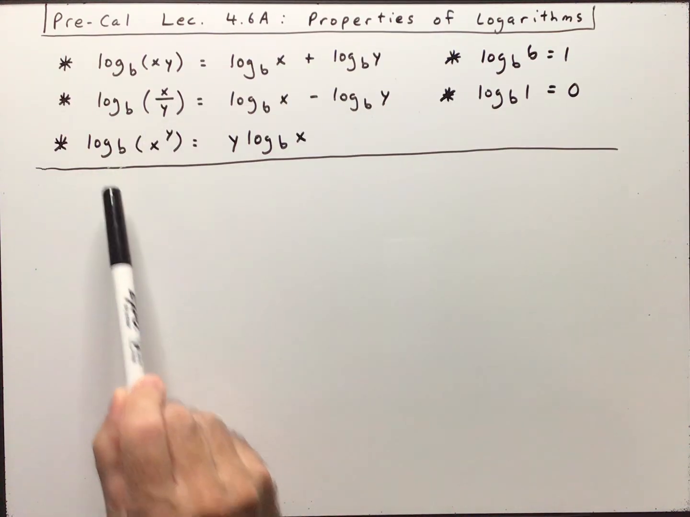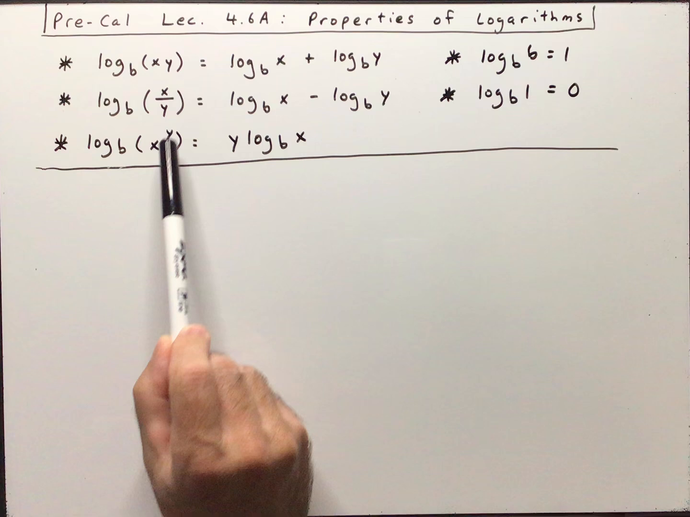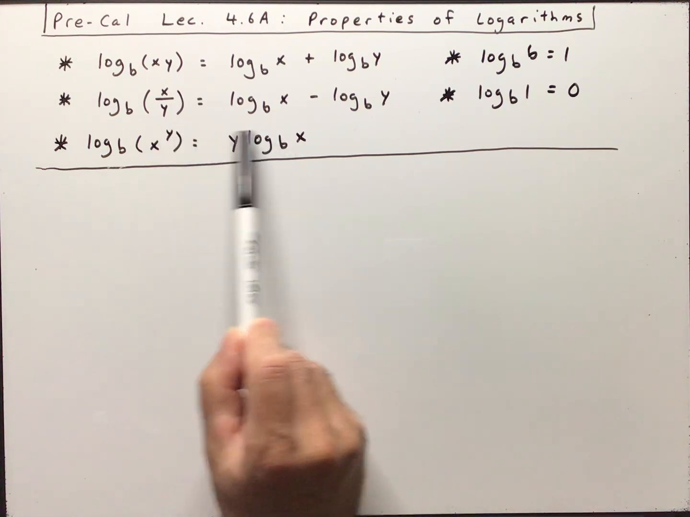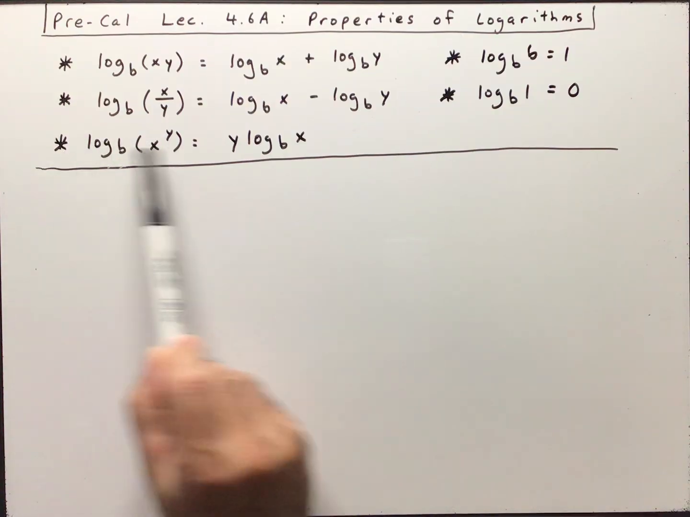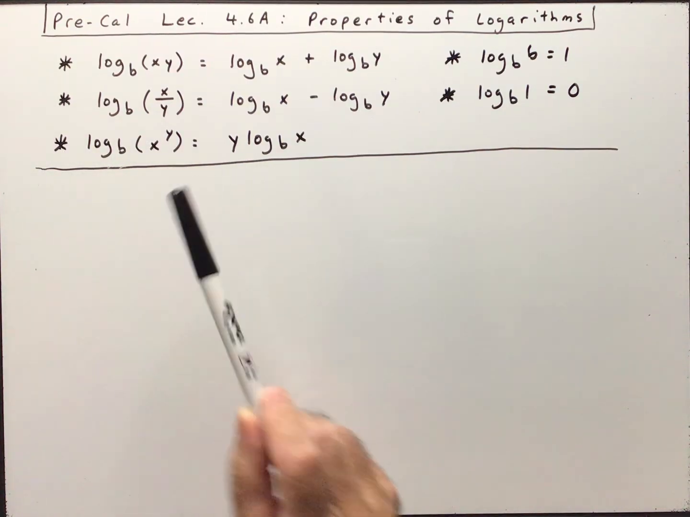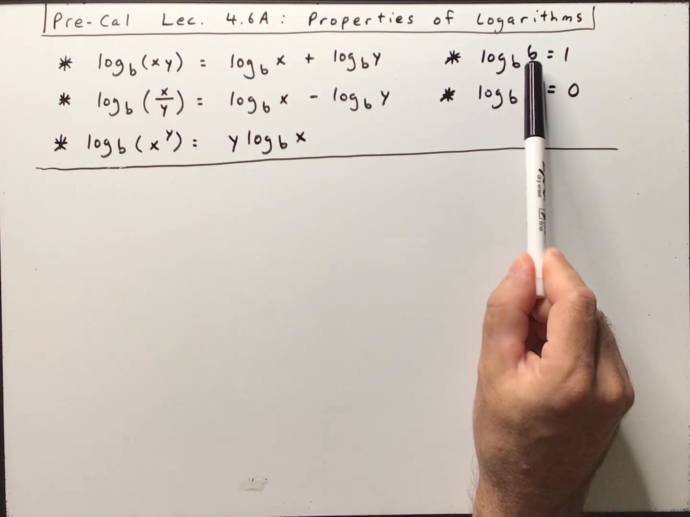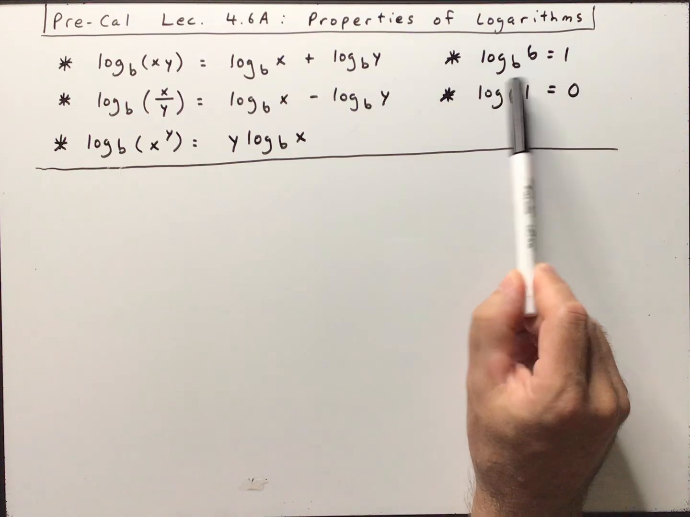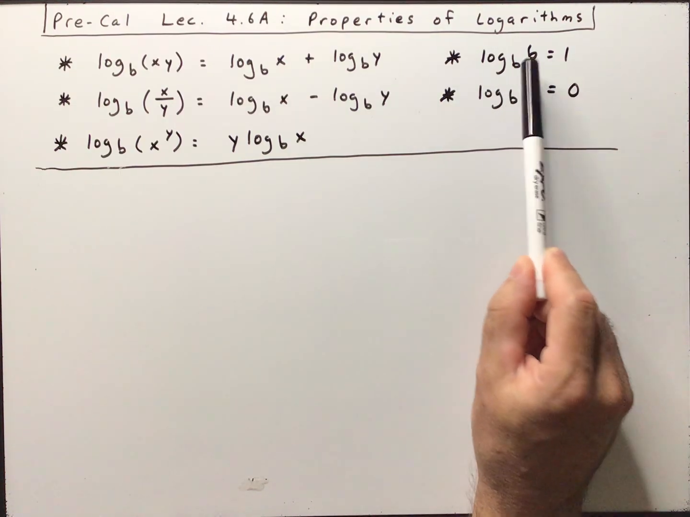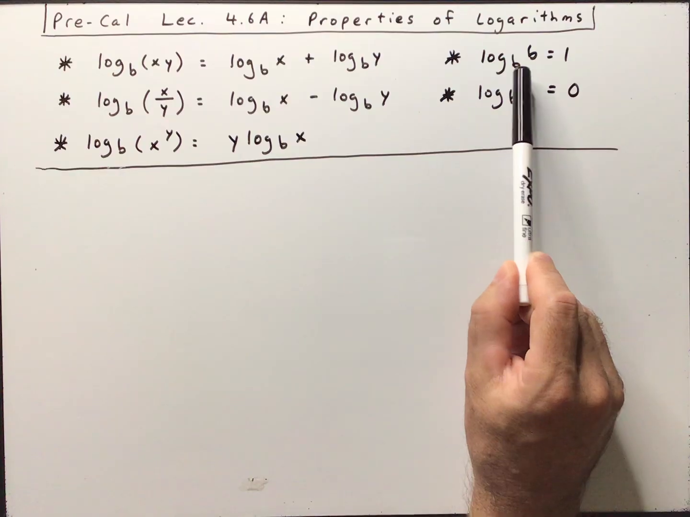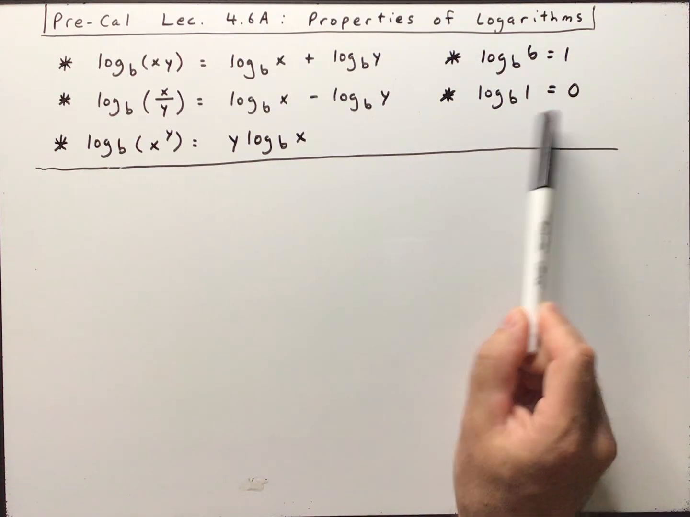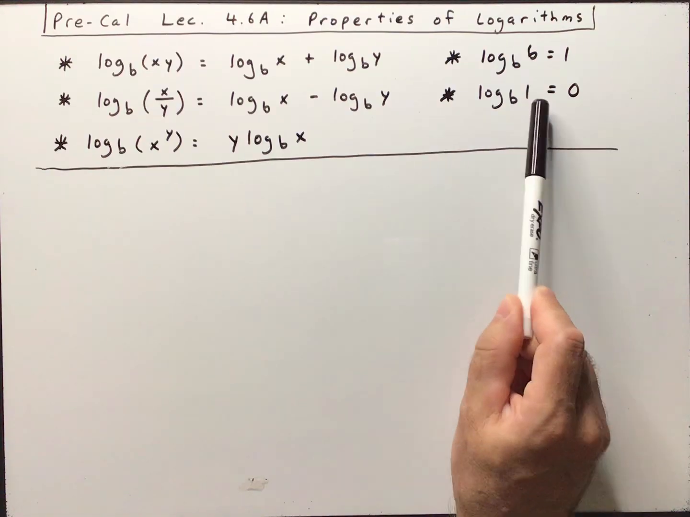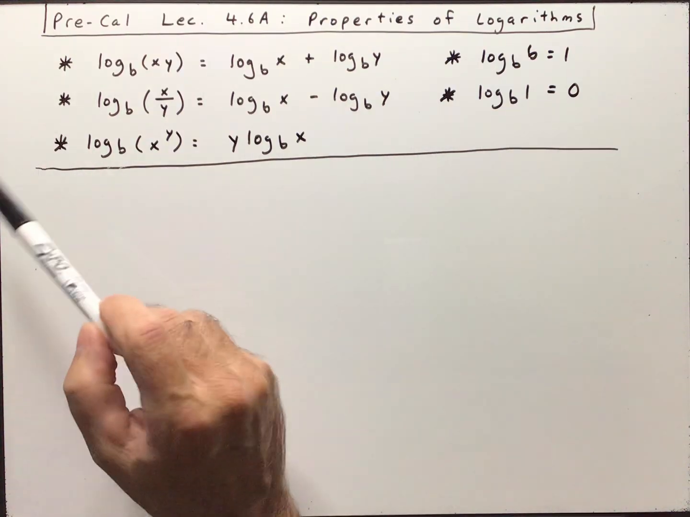And then if you have the log base b of x to a power, you can bring that power out front as a coefficient. So that would be y times log base b of x. And then log base b of b, so that's a b, not a 6, log base b of b is equal to 1. So that's b to the first power is equal to b. And log base b of 1 is equal to 0. b to the 0 power would be equal to 1. So all of those need to be memorized.